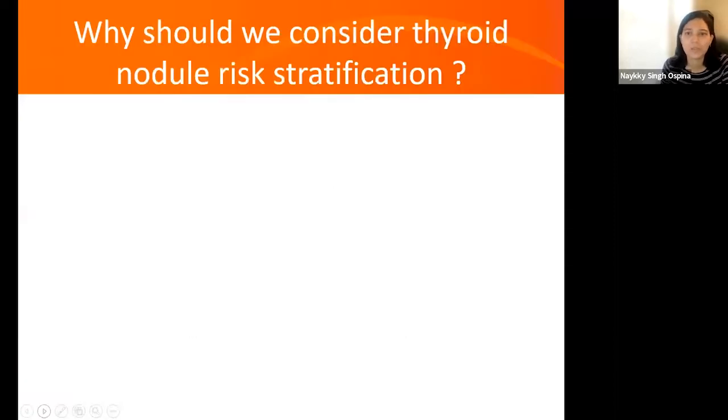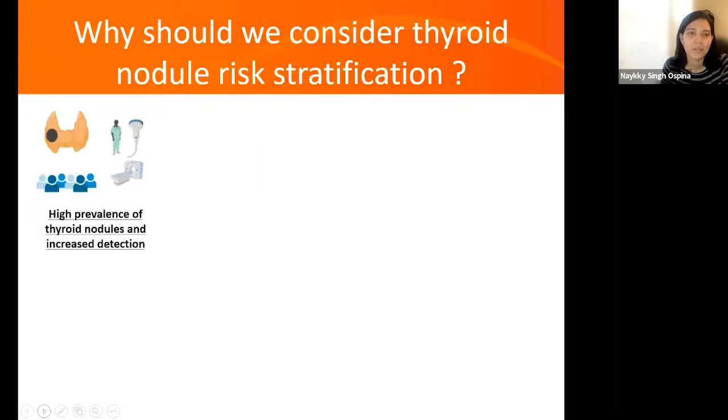So why should we consider thyroid nodule risk stratification? The bigger problem that we're trying to solve is that there's a high prevalence of thyroid nodules in our population, and there has been increased detection of these nodules. That's in part due to increased access to care for certain populations, but also to the widespread availability of imaging technology.